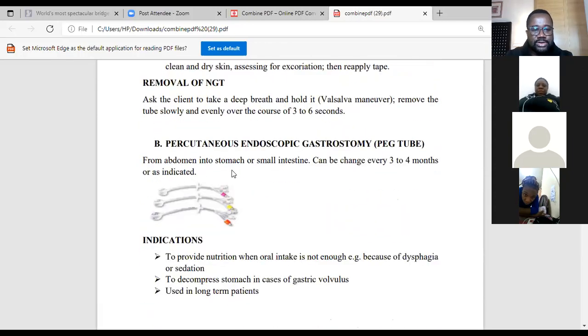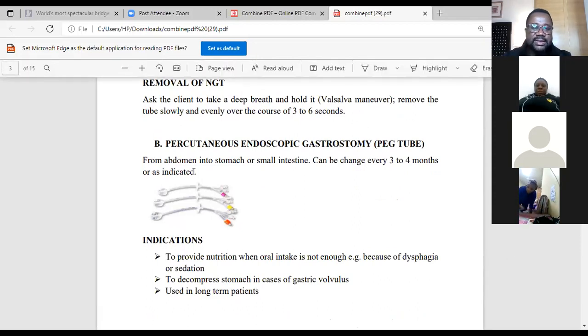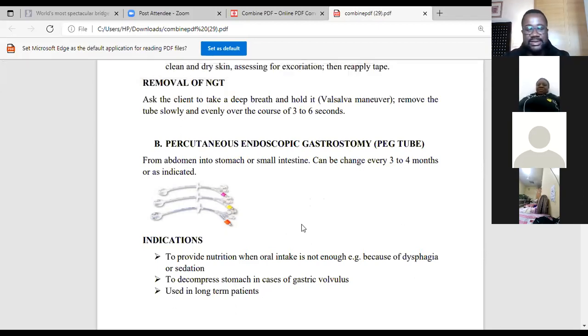We are done with NG tube, and the next one is percutaneous endoscopic gastrostomy. That's what we call PEG tube. Yes, for those who are in the UAE, most of you have practiced with PEG tube. I don't know in other countries how it is. I've never seen a PEG tube when I was in Cameroon. I've never practiced the PEG tube. We only see NG tube.